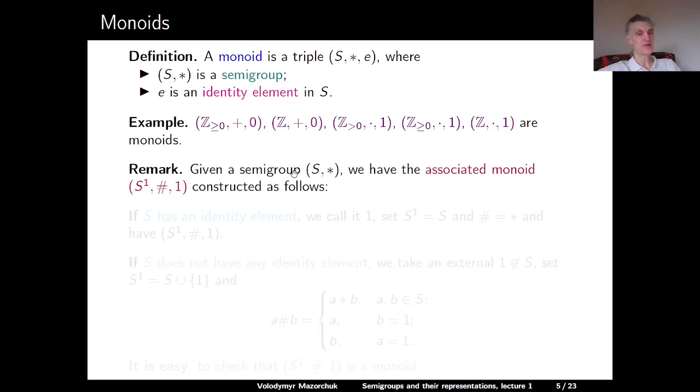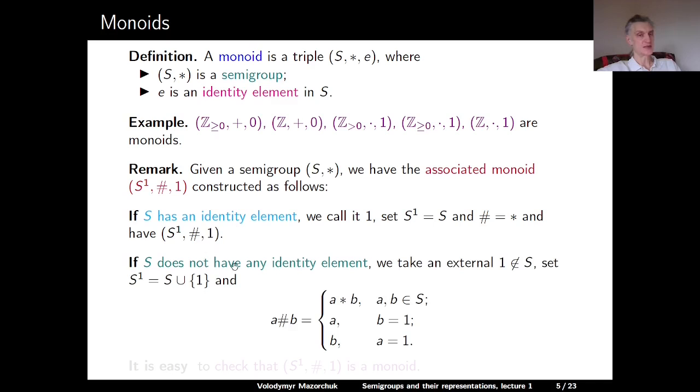Remark: given a semigroup S, we have the associated monoid S^1, which is constructed as follows. If the original semigroup S has an identity element, we call this identity element 1, and then set S^1 equal to S, and the new operation is the old operation, and then we have the monoid S^1, the new operation, and our identity element 1.